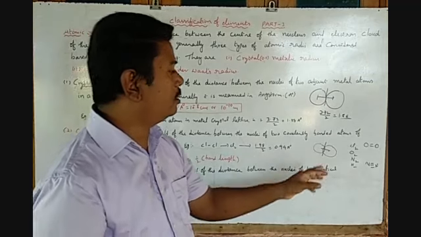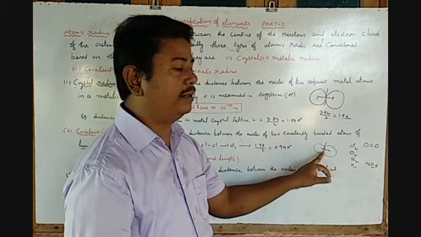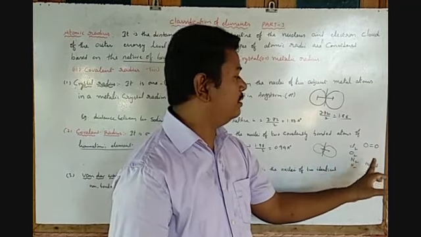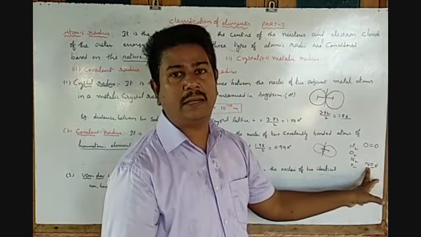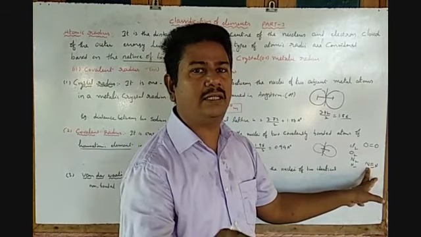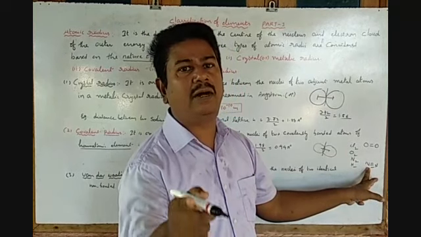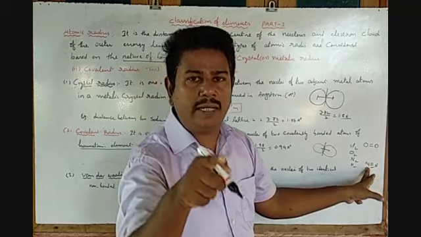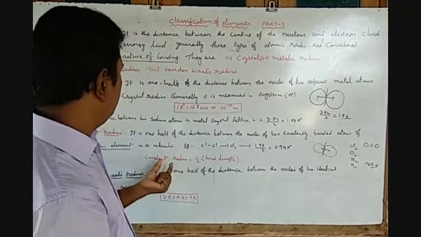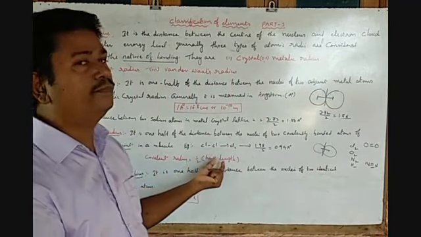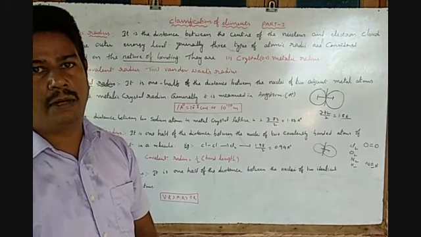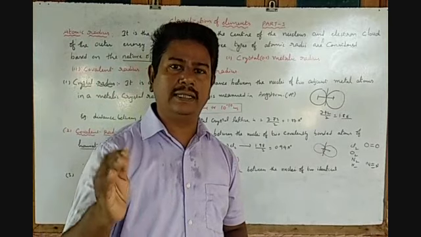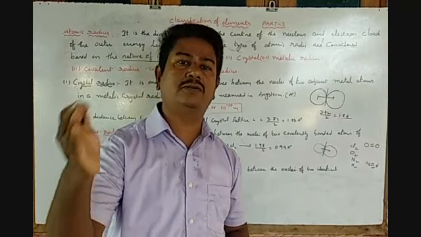So the covalent radius in a single bond is more than in a double bond, and the double bond radius is more than in a triple bond. That means as the number of multiple bonds between the homoatomic atoms increases, the bond length decreases, and the atomic radius also decreases. The covalent radius is half of the bond length, so while multiple bonds increase, the bond length decreases, and the covalent radius decreases too.